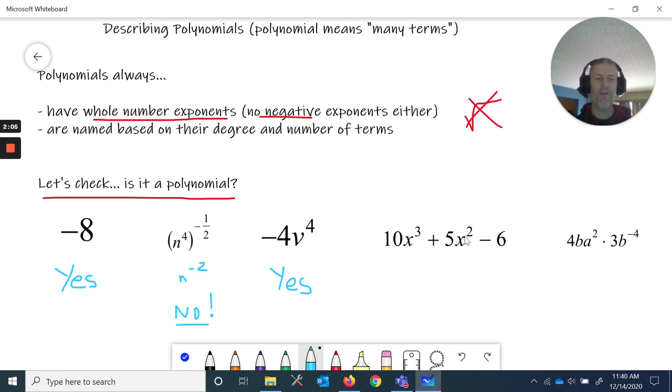10x to the third plus 5x squared minus 6. Whole number exponents, just a constant term. So that's part of it. That's good. So yeah, this one is also a polynomial.